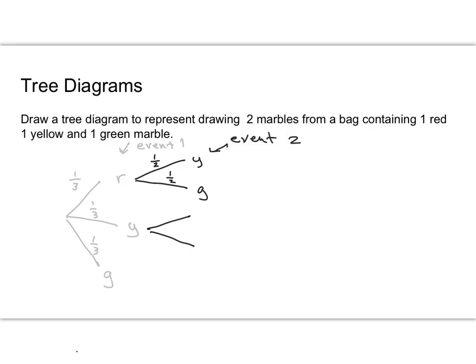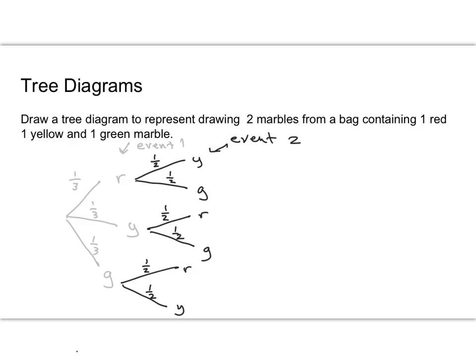If I draw the yellow marble on the first draw, then what I have left is red and green. Also equally likely to happen. And then if I draw a green marble on the first one, all I have left are red and yellow. Also equally likely to happen. So you'll notice that in each individual section of the tree, all these probabilities add up to 1. Okay? Now I'm going to list the sample space.